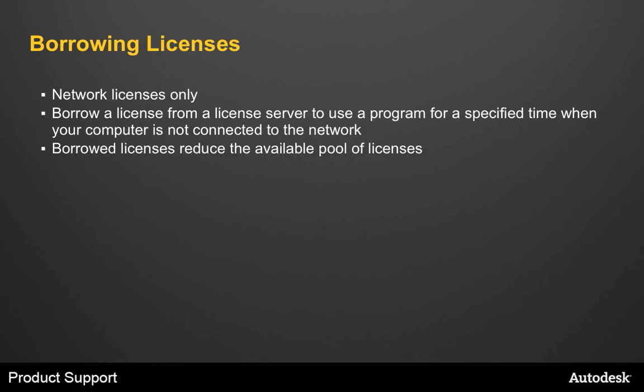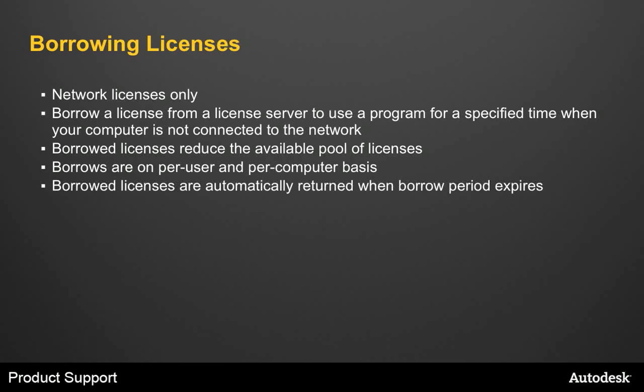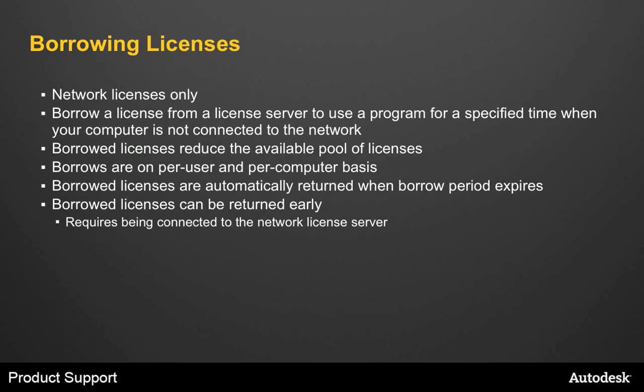As you might expect, borrowed licenses reduce the available pool of licenses. So if I have a pool of 10 licenses and someone borrows 1, I now have a pool of 9 licenses that are available. And as long as that license is borrowed, it's not available on the license server. Borrows are done on a per user and per computer basis. And borrowed licenses are automatically returned when a borrow period expires. So if the defined borrow period was 7 days, when those 7 days are up, the license will automatically be returned to the pool. Borrowed licenses can be returned early, but it requires being connected to the network license server.